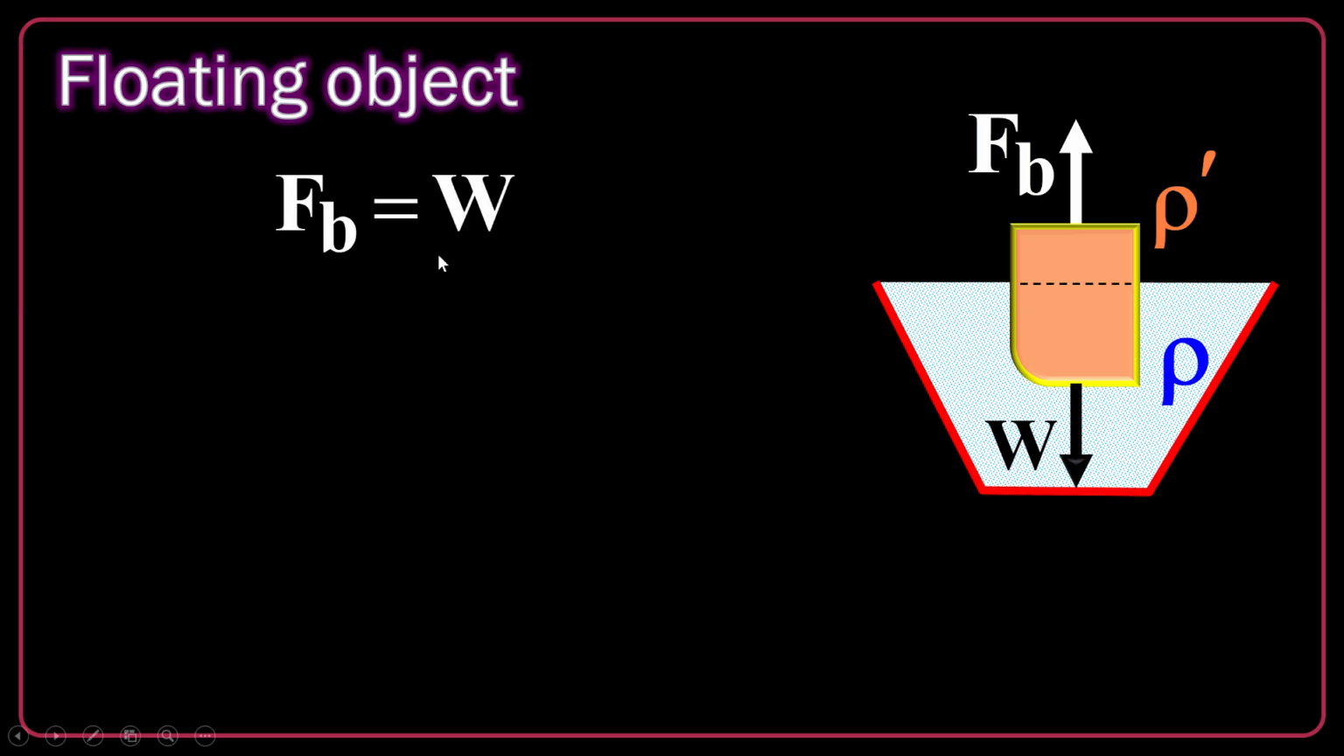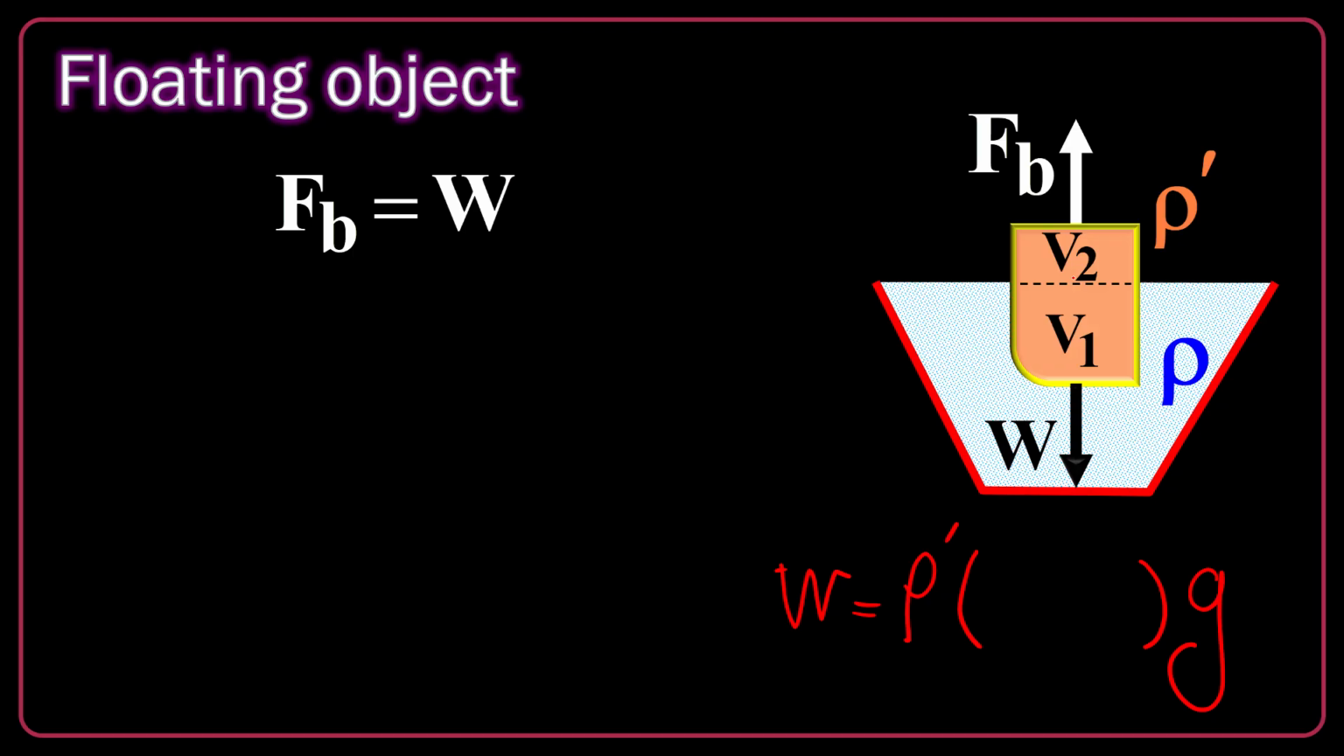So F_b is equal to W. On the other hand, the W is the weight of the object, which is the density of the object times the volume of the object times g. The density of the object is rho prime here. Volume of the object is the total volume of the submerged and unsubmerged part. Let's say the submerged part has the volume of V1 and the unsubmerged part has a volume of V2. So here in the parentheses I fill it with V1 plus V2. This is the right side of this equation.